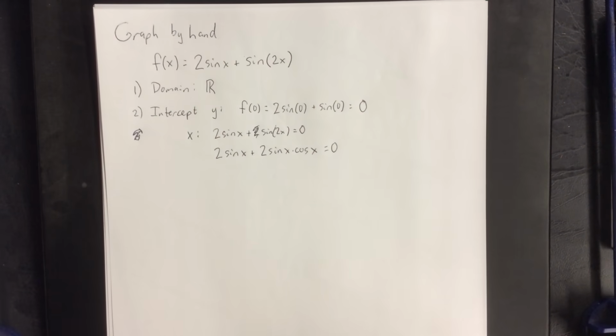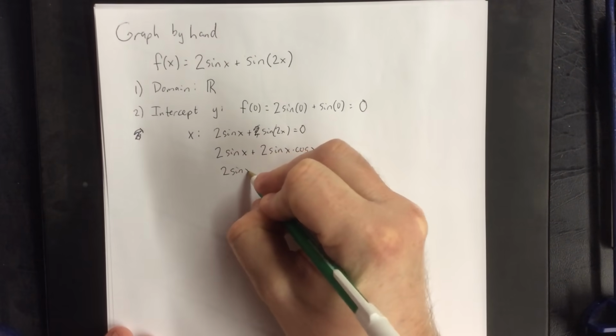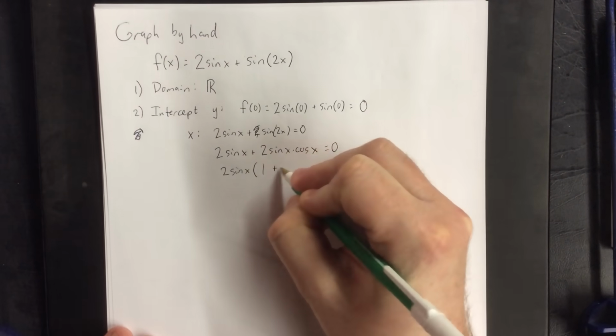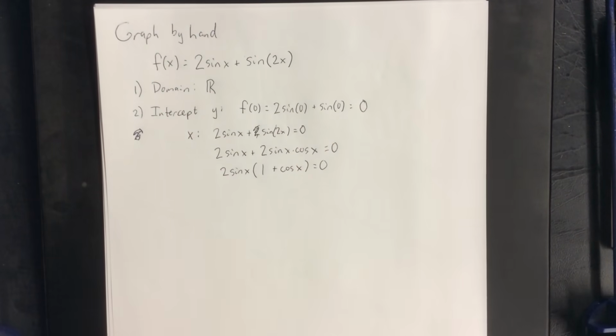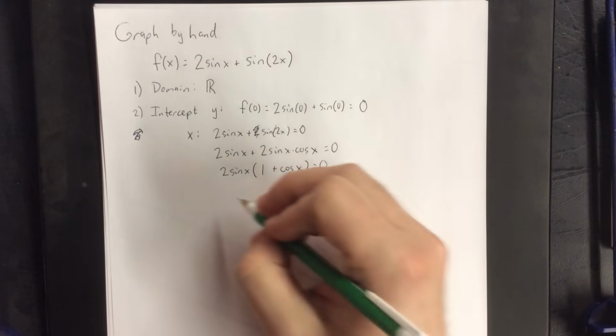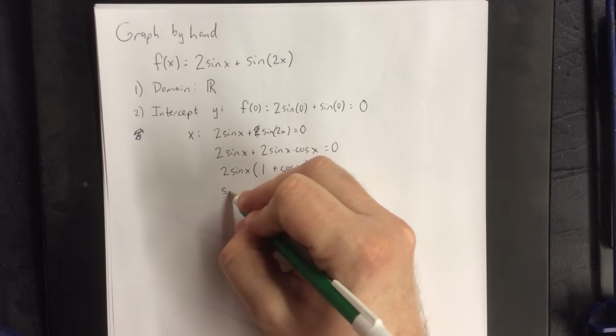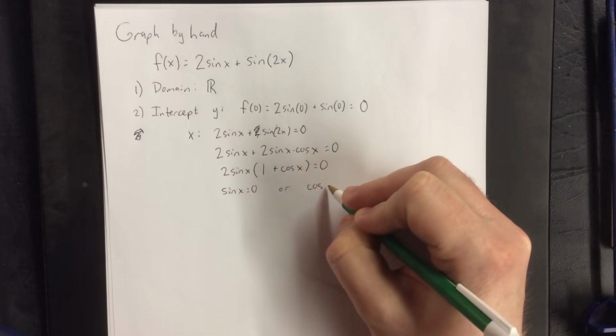Written in this form, it becomes a little bit nicer to try to solve. We have a common factor of 2 times the sine of x that we can pull out, leaving us with 1 plus the cosine of x. Because it's now factored, we are allowed to set either one of these two factors equal to 0.